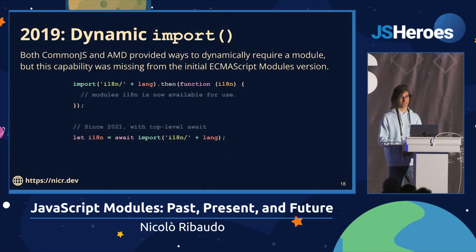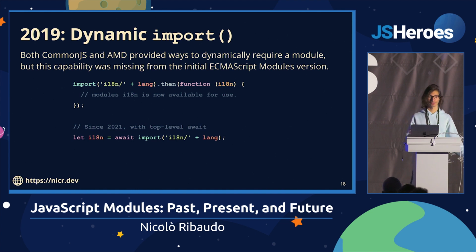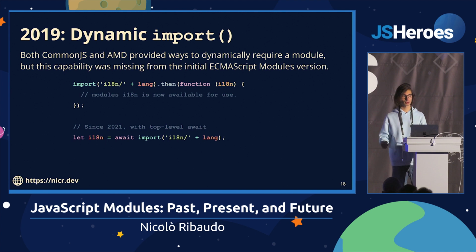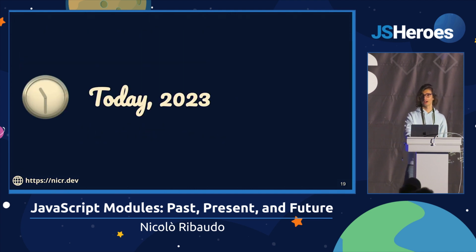And a couple of years later, in 2019, we finally had, in ESM, a way to dynamically load modules. CommonJS and AMD both provided this. In CommonJS, it was synchronous. In AMD, it was asynchronous. ESM was missing this capability. And so since 2019, we can use dynamic import that asynchronously loads the module and returns a promise, and since a couple of years later, we can also use top-level await to avoid having to think about how promises work. And this is where we are now.